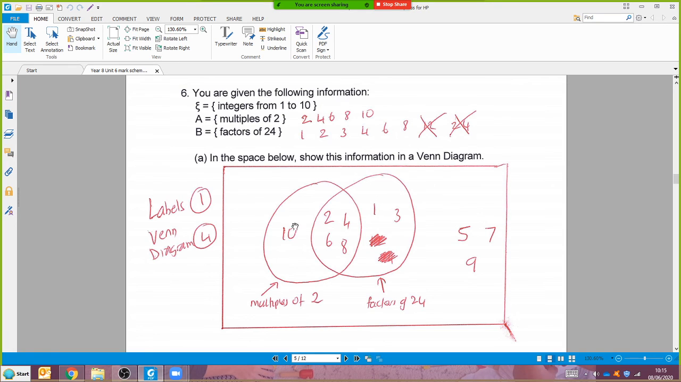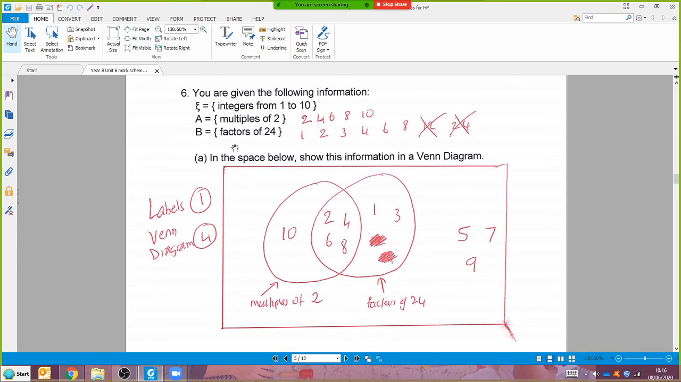So now I'm going to work it out. So I've got the multiples of 2 and the factors of 24, and those who are neither multiples of 2 nor factors of 24. So let's get 5, 7 and 9 outside of the 2 sets first, because they don't fit anywhere. But they do fit within the universe. Why? Because they're all 3 integers, and they're within 1 to 10 inclusive. So who are the multiples of 2? 2, 4, 6, 8, 10. But look, I've got here a 2, a 4, a 6 and an 8. So these 4 multiples of 2 are also factors of 24.